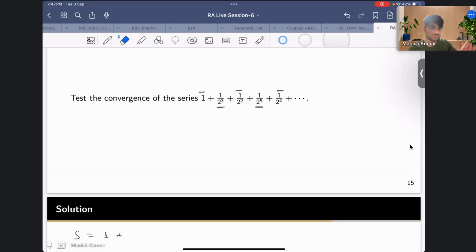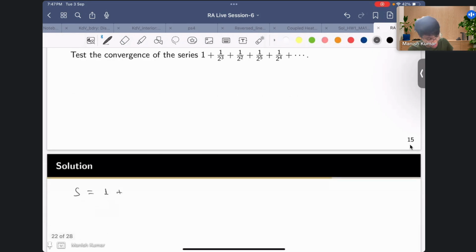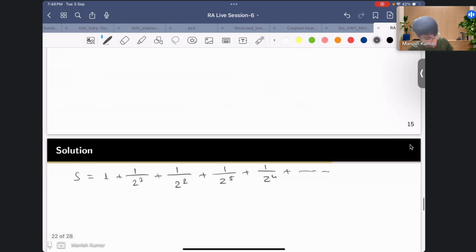Okay, let's not go into this, go into that, but you cannot write initially as this. Okay, so I made a mistake over here. I should not write directly in that fashion. So let's look at the series directly. This is 1 by 2 cube, 1 by 2 square, 1 by 2 to the 5, 1 by 2 to the 4, and so on.